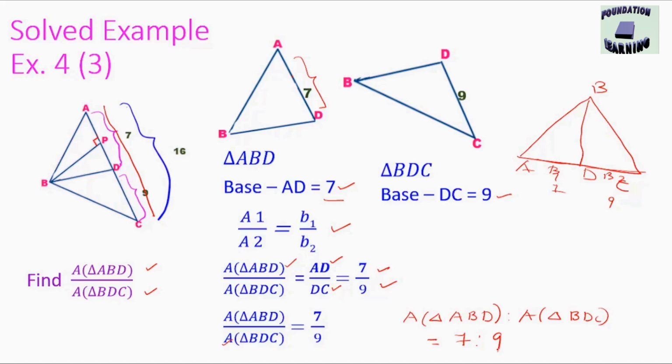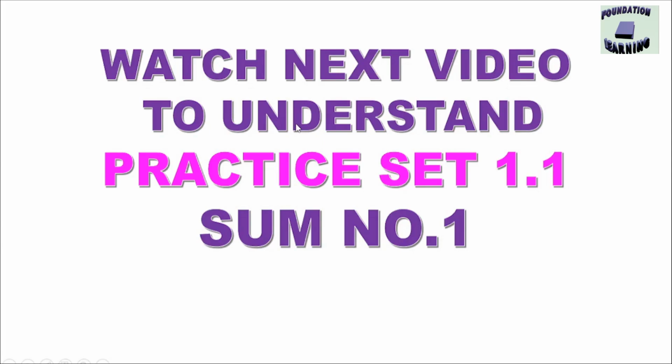So with this we come to the end of the solved examples. Having understood the concept of similarities, ratio of areas of triangles, and the solved examples given before the practice set, I'm sure you'll find practice set 1.1 very easy. So watch the next video to understand the first sum of practice set 1.1.